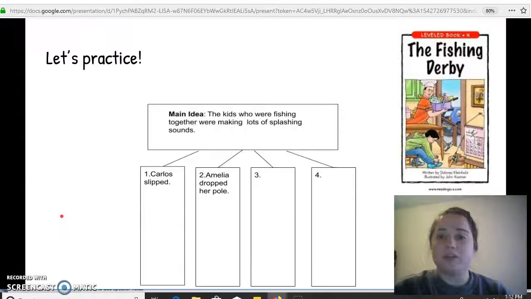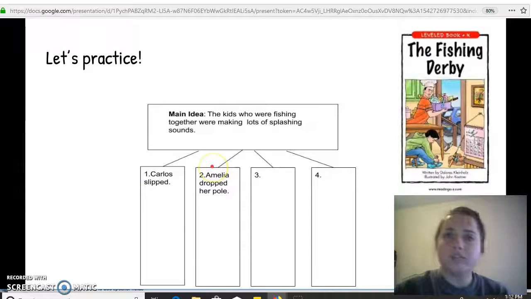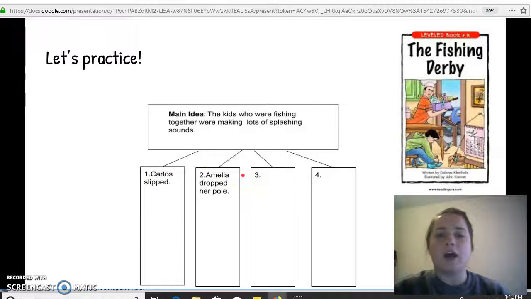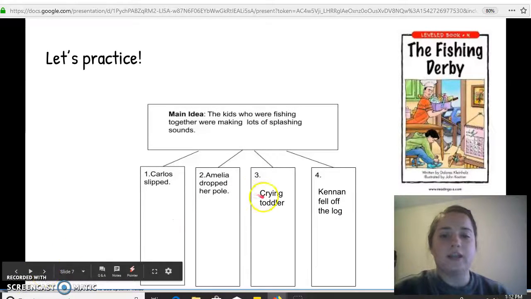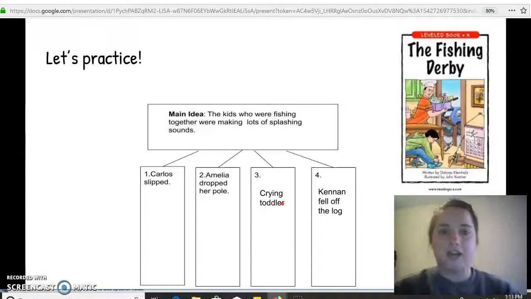Let's do another one using our fishing derby story. Here's our main idea. The kids who were fishing together were making lots of splashing sounds. Carlos slipped. Amelia dropped her pole. Now, who can answer? Who can give me 2 more supporting details for this main idea? What can you think of from the story about lots of splashing sounds? Yes, one was a crying toddler and Keenan fell off the log. Good job. Those are 2 more supporting details.